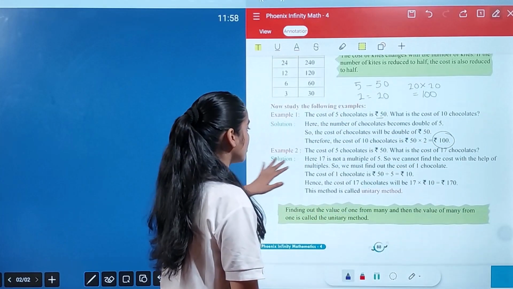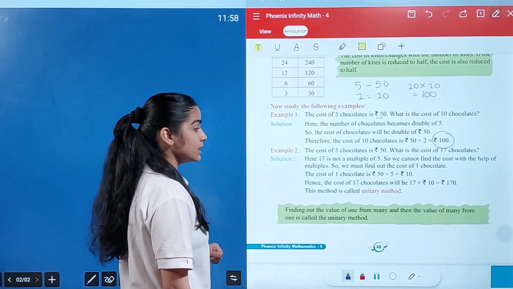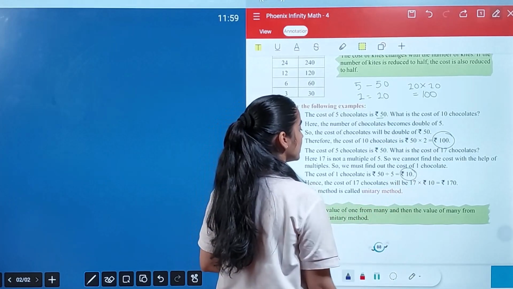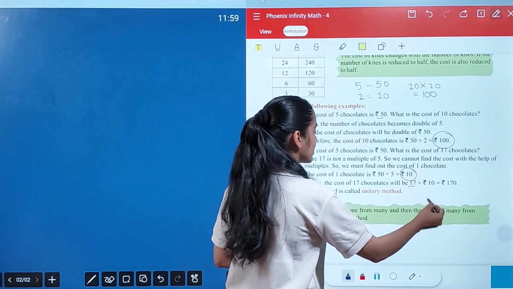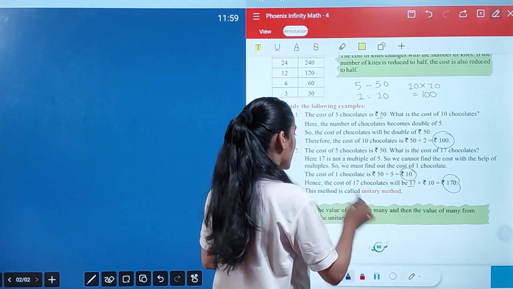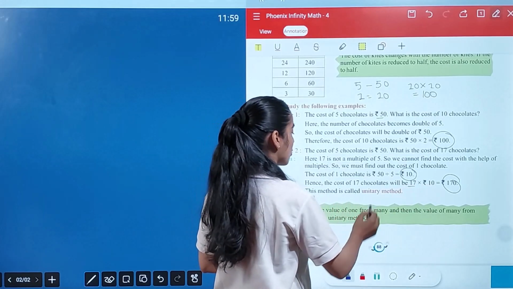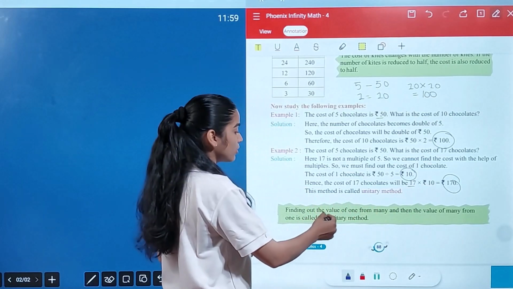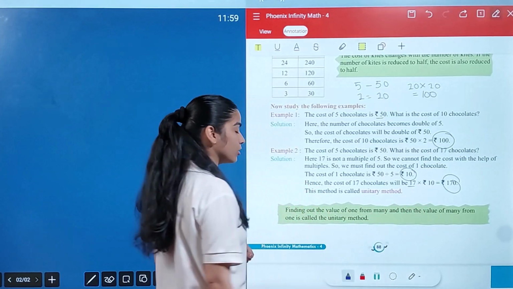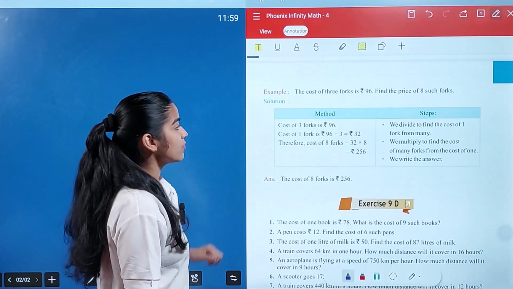Okay. Now the cost of 5 chocolates is 50. What is the cost of 17 such chocolates? If each chocolate costs 10, then 17 such chocolates will cost 17 multiplied by 10, 170 rupees. Hence the cost of 17 chocolates will be 170. This method is called the unitary method. Finding out the value of one from many and then the value of many from one is called the unitary method.